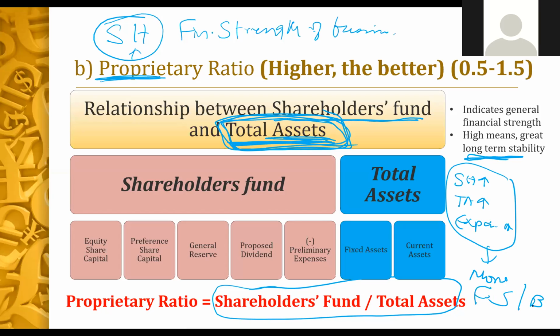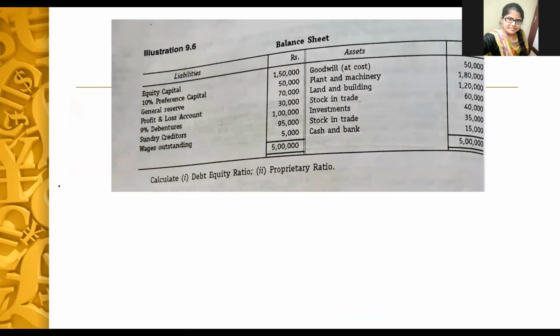Are these two ratios clear? So what was the previous one? Debt equity ratio. We are finding out the relationship between long-term debts or total debts and shareholders fund. And in proprietary ratio, we are finding out the general financial strength of the business. It talks about shareholders fund and total assets. Shall we do a couple of problems? Here you go. You can calculate debt equity ratio and proprietary ratio.